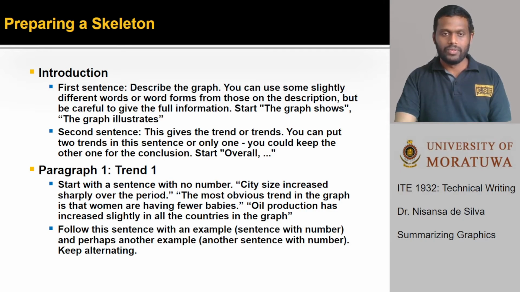Then you can follow the sentence with examples, with actual numbers. And perhaps you can have another example with a number. And then you should go back to a sentence with no numbers. Keeping this alternative pattern helps the reader not to distance him or herself when they are reading your summary.